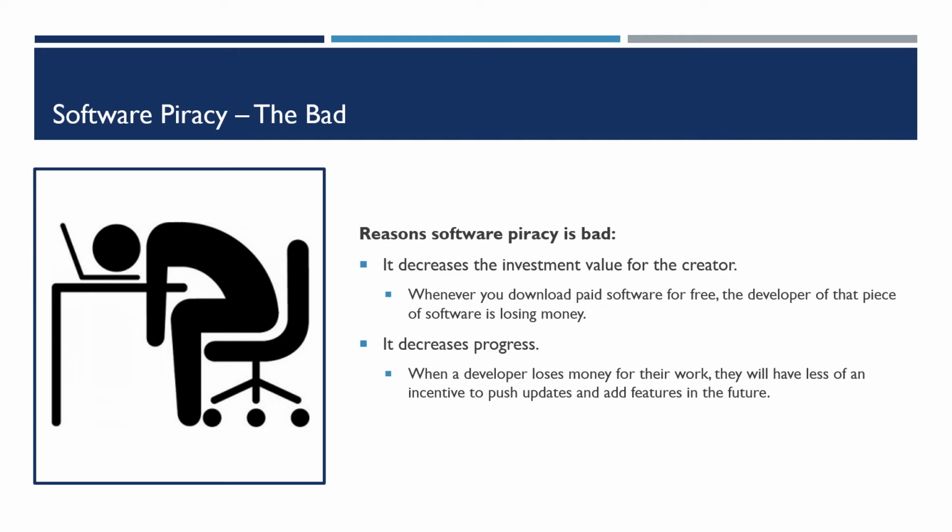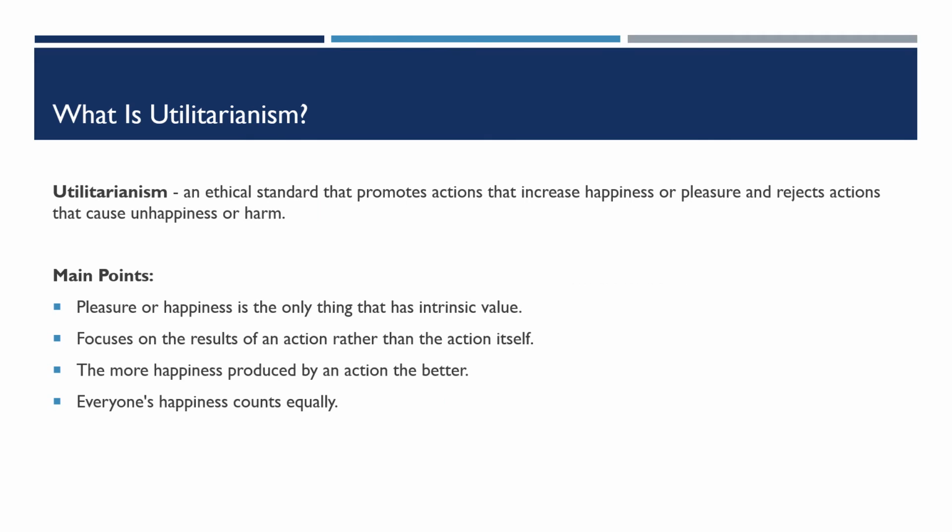That's why it's important to introduce an ethical standard as a third party in order for our biases to not interfere with the results. So what is utilitarianism? Well, it's an ethical standard that promotes actions that increase happiness or pleasure and rejects actions that cause unhappiness or harm. Some of its main points are that pleasure or happiness is the only thing that has intrinsic value.